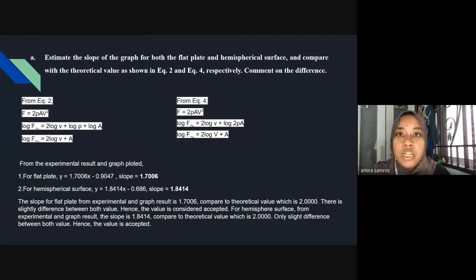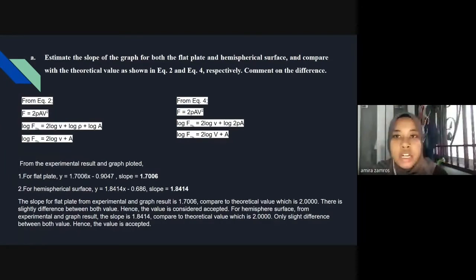So for the question regarding the graph, estimate the slope of the graph for both the flat plate and hemispherical surface and compare with the theoretical value as shown in equation 2 and equation 4 respectively. So from equation 2 and equation 4, the formula for F is the same, but the formula for the log FTH is not the same as shown here.